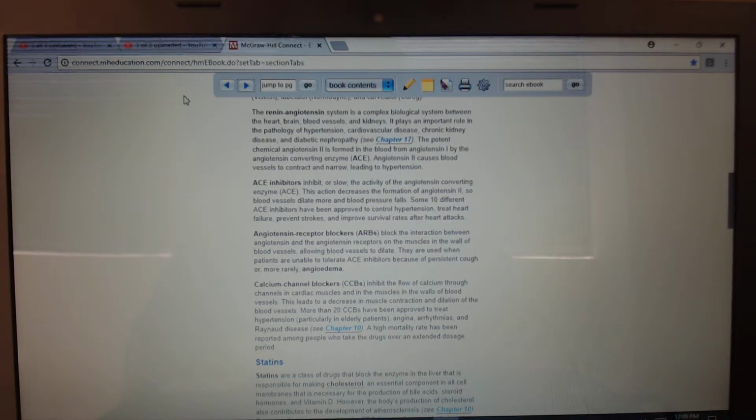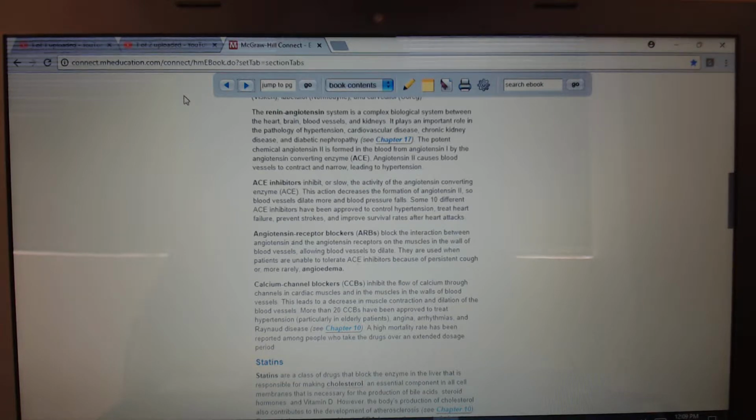ACE inhibitors inhibit or slow the activity of the angiotensin converting enzyme. This action decreases the formation of angiotensin II, so blood vessels dilate more and blood pressure falls. Some 10 different ACE inhibitors have been approved to control hypertension, treat heart failure, prevent strokes, and improve survival rates after heart attacks.